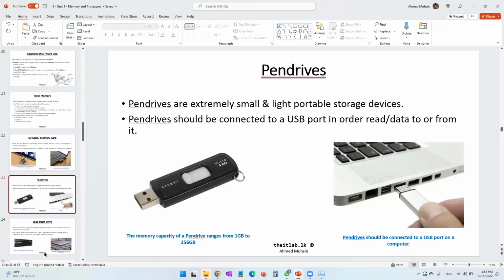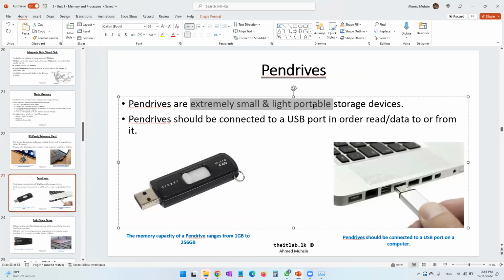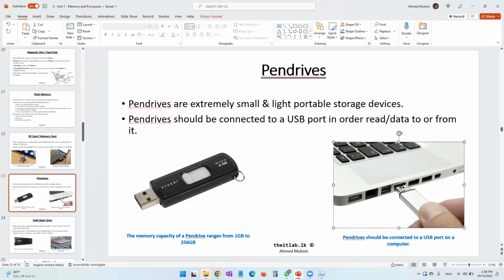Next, we have pen drives. Pen drives are extremely small and light portable storage devices. A pen drive should be connected to a USB port. Like you can see in this image, it has to be connected to a USB port in order to read and write data.